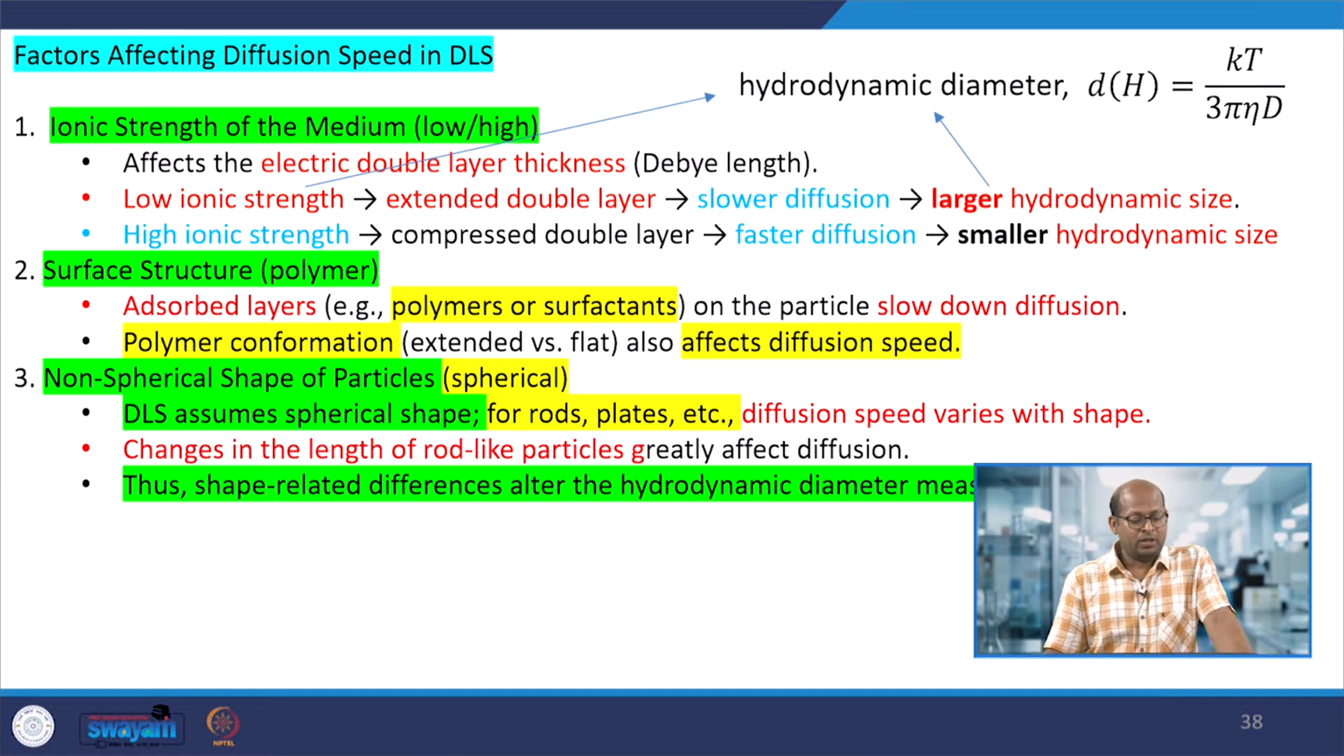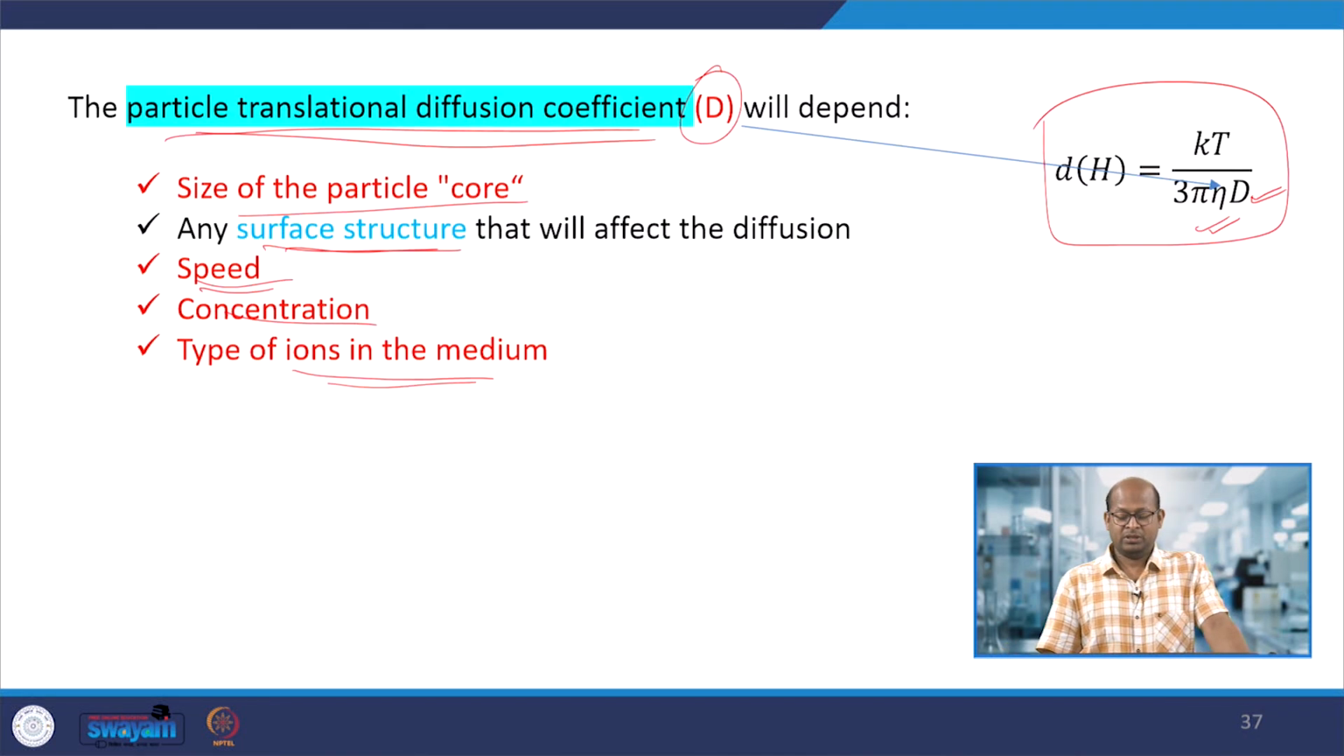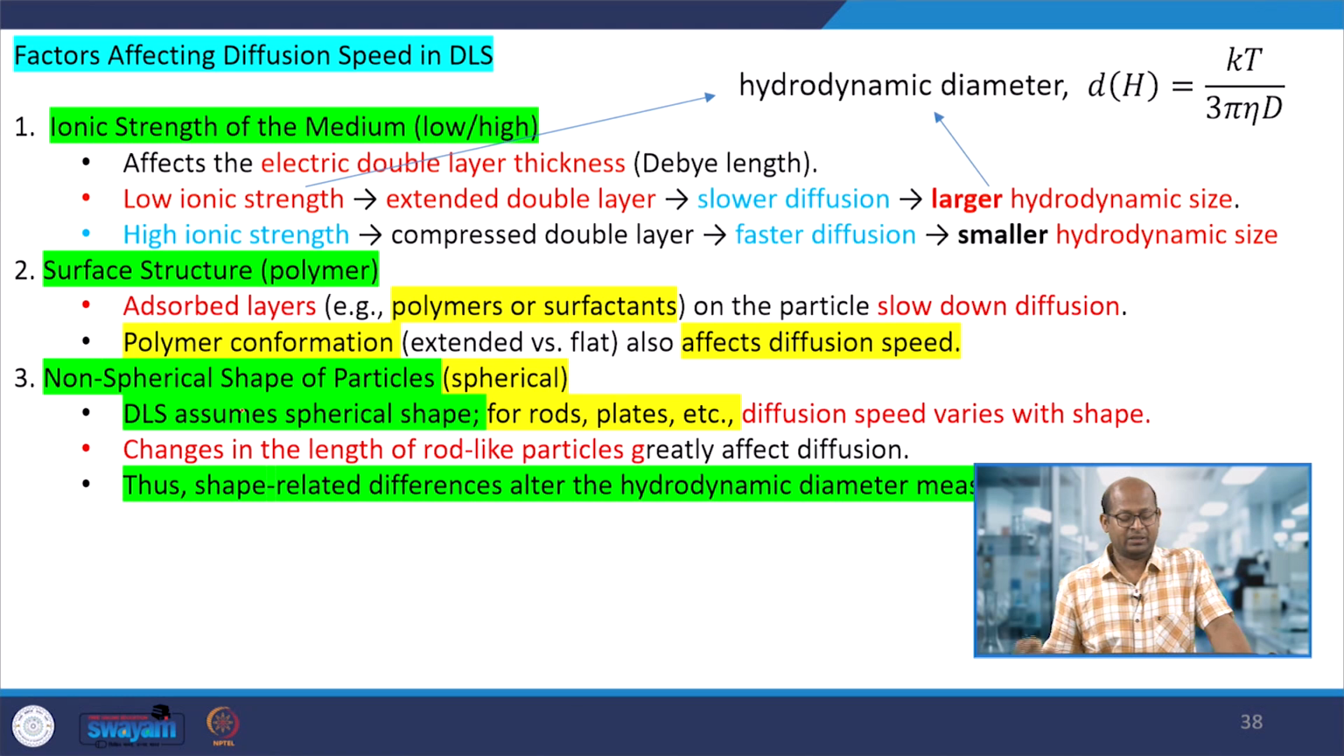Many factors affect the diffusion speed, which here actually means the diffusion coefficient. So we are measuring the diffusion coefficient, which is affected by different factors. Here is ionic strength. The ionic strength in the medium may be low concentration or high concentration, depending upon that, and that would affect the diffusivity or diffusion coefficient of the materials present in that particular solvent.